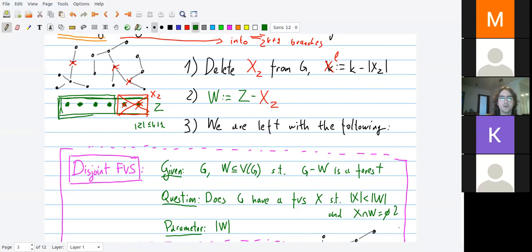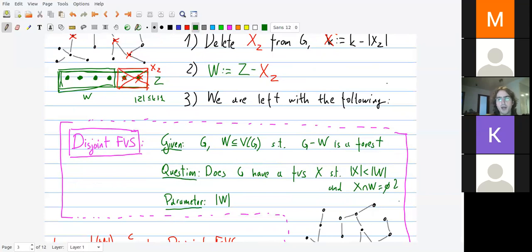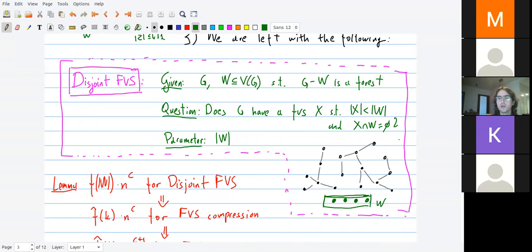This is still a set such that deleting it gives me a forest. But we are left with essentially the following problem, which I will call disjoint feedback vertex set. We have this set W, such that the remaining part of the graph is a forest, but because we have assumed that we have guessed all the vertices from Z that should go to the solution, I can now assume that nobody else from W will go to the solution. So we are given a graph G and a set W, such that the remaining part is a forest, and I ask whether in the remaining part I can find a feedback vertex set that is disjoint from W. And this set X should have size smaller than W.